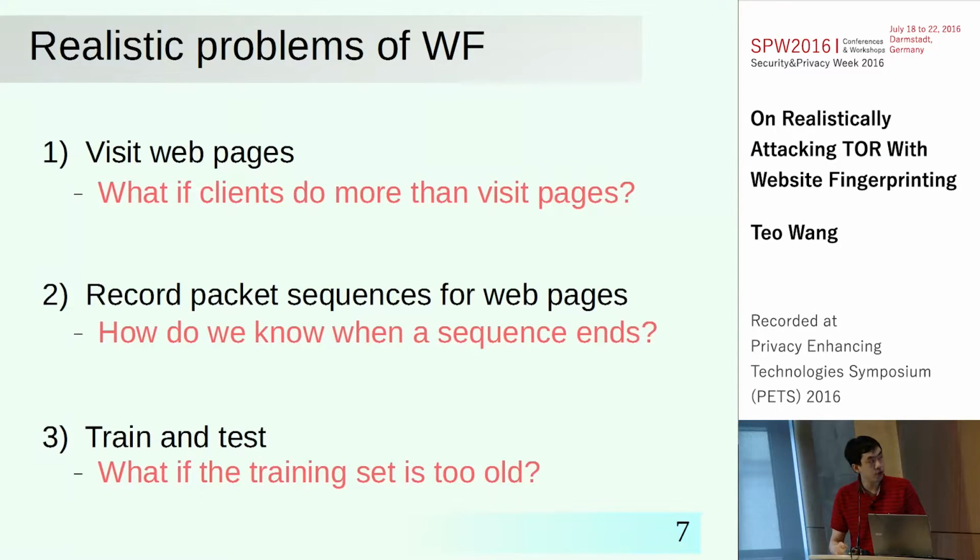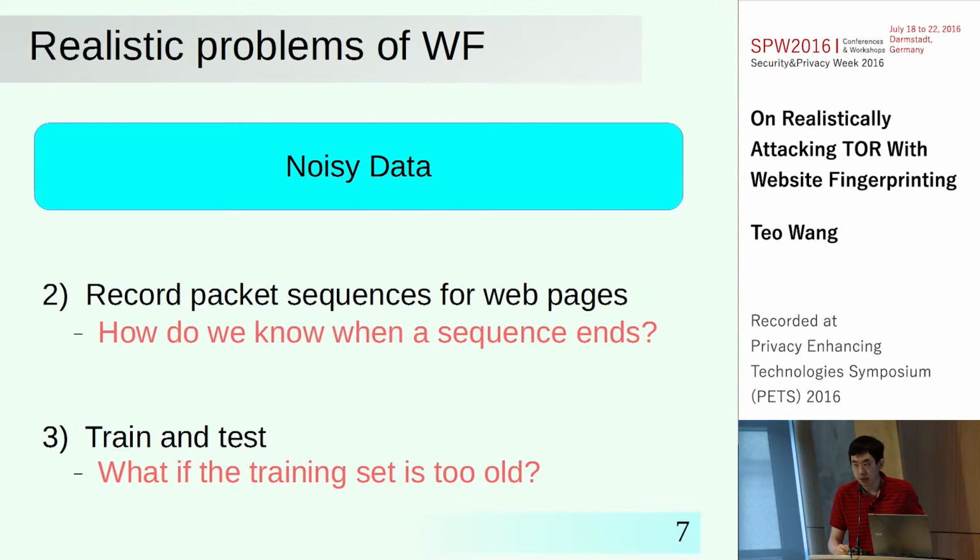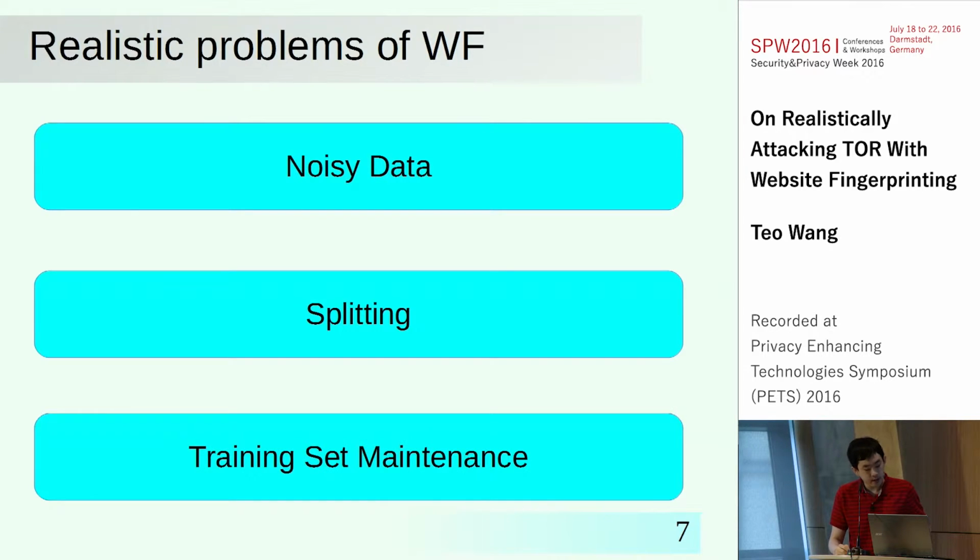So we're going to divide those into 3 realistic problems. It's going to be noisy data, and then splitting, and then training set maintenance. And we're going to talk about those issues in this order.